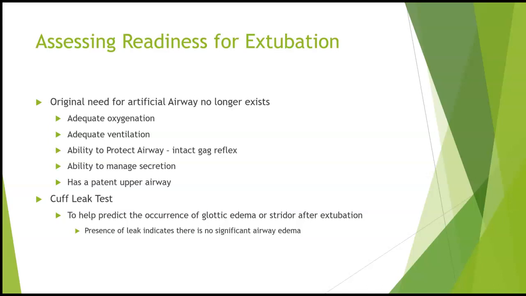So when you're assessing for readiness for the patients who are going to be extubated, you first want to make sure that whatever the reason you put the patient on the ventilator in the first place no longer exists. So if I intubated this patient because they weren't oxygenating well, I want to make sure that they're oxygenating well before I extubate them. I want to make sure that they have adequate ventilation. I want them to be able to protect their own airway. We do that a lot by evaluating whether they have what we call an intact gag reflex. We want to make sure that they can manage their own secretions and that they have a patent upper airway.